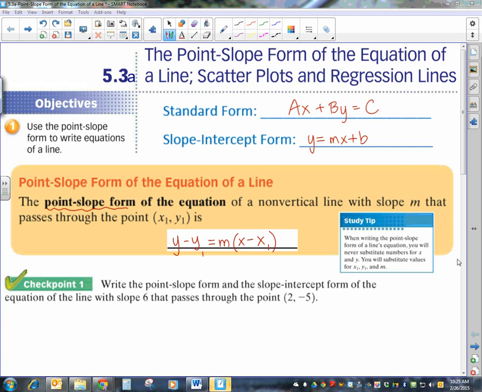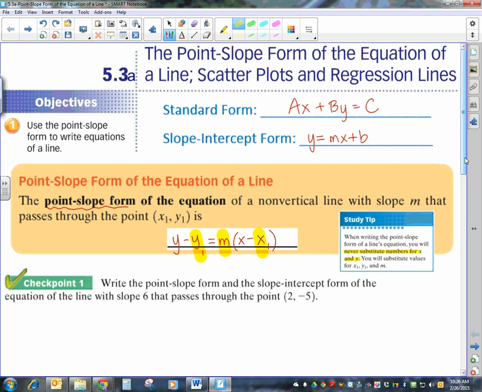So we are going to use this, and as it says in this little note that I have right here, when you're writing the point slope form of a line's equation, you will never substitute numbers for x and y. The things that you're going to substitute in are a number right here, a number right here, and a number right here. So that's what it's saying, is that this y and x will always be in your equation because that's what is going to actually distinguish that it is a line.